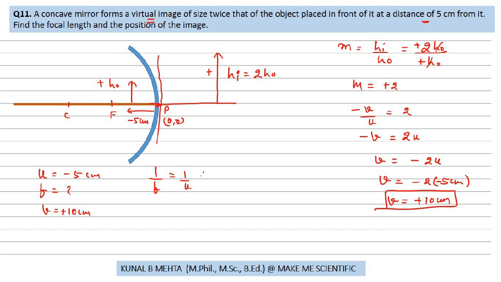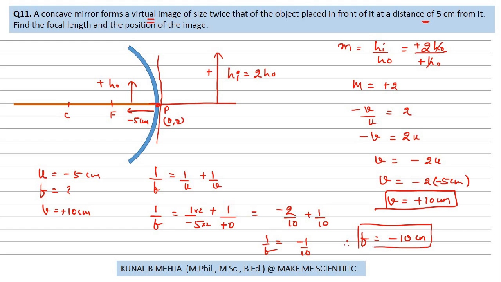1 upon F is 1 upon U plus 1 upon V. So 1 upon F is equal to 1 upon minus 5 plus 1 upon plus 10. So I am going to multiply this up and down by 2. So minus 2 upon 10 plus 1 upon 10, that is equal to minus 1 upon 10 centimeters, that is 1 upon F. So focal length of the mirror is minus 10 centimeters, but in the answer you may find it as plus 10 centimeters, because they don't use sign convention while writing the answer. This is the more accurate answer. You can also write this answer as 10 centimeters in front of the mirror, or focal length as minus 10 centimeters.